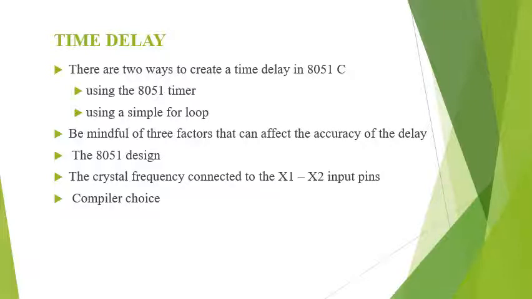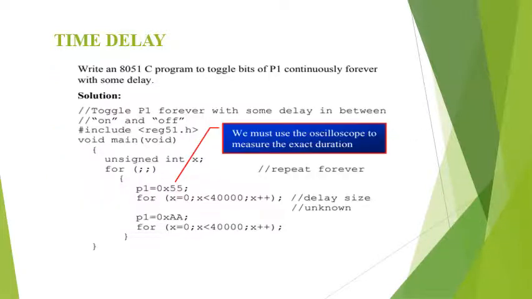One is the 8051 design. In that, we have to know the number of machine cycles and the number of clock periods per machine cycle. Then the crystal frequency which is connected to the X1 and X2 input pins. And then the compiler choice, because the C compiler converts the C statements and functions to assembly language instructions, and different compilers produce different code.